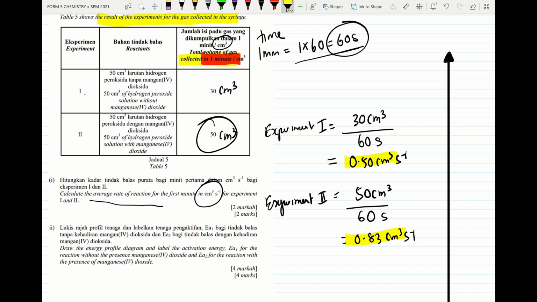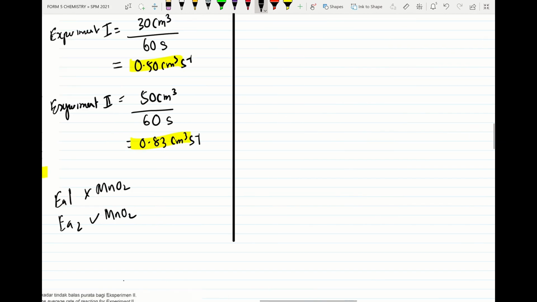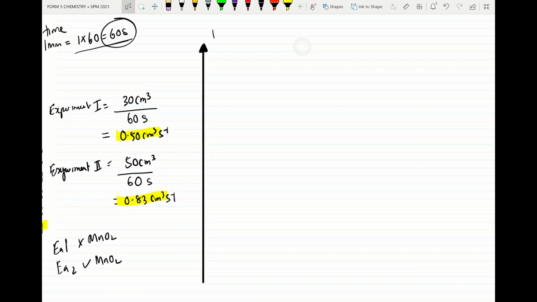All right, so we move on to the second question, which carries 4 marks. Look at your 4 marks. Draw the energy profile diagram and label activation energy EA1 for the reaction without catalyst, and EA2 for the reaction with the presence of catalyst. All right, how to draw? So we draw energy on the y-axis. For the x-axis, no need to draw it, it is unitless.